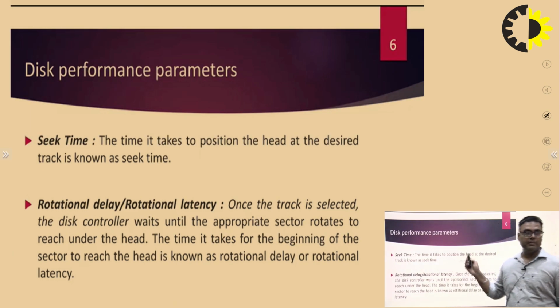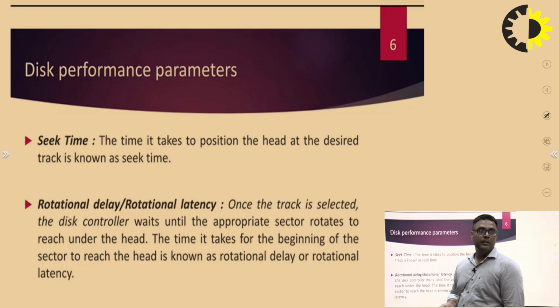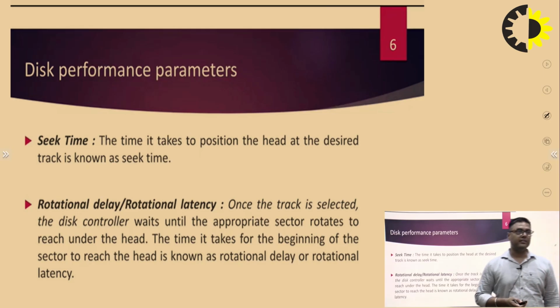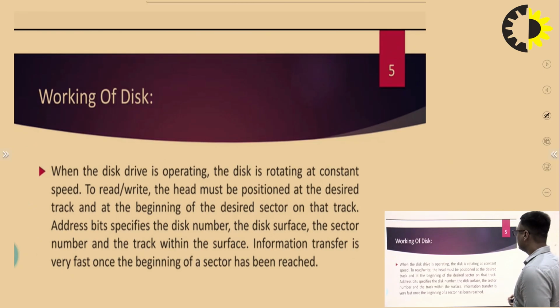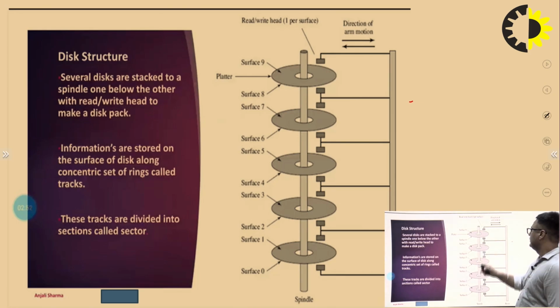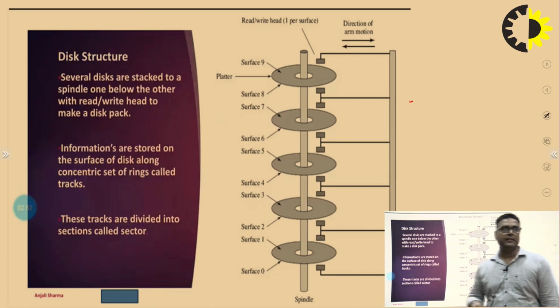Disk performance parameters. Disk performance depends on the seek time. The time taken to position the head at the desired track is known as the seek time. Every track consists of sectors, and in the sectors data is available. Through head movements we have to reach the final data in a track. The head movement, whether minimum or maximum, that time is called the seek time.